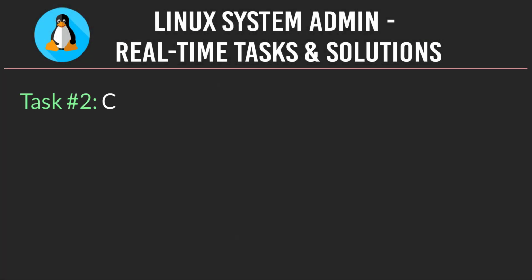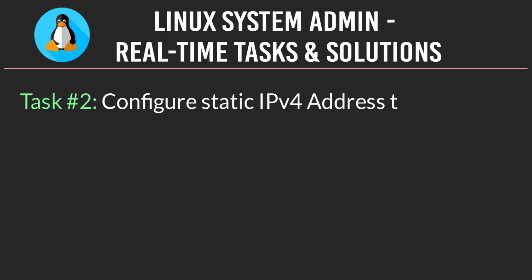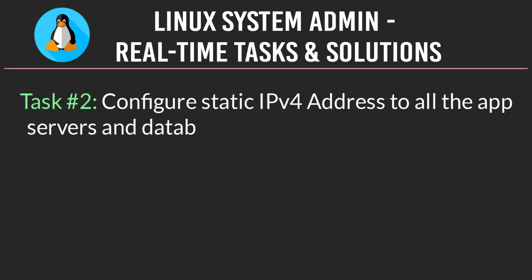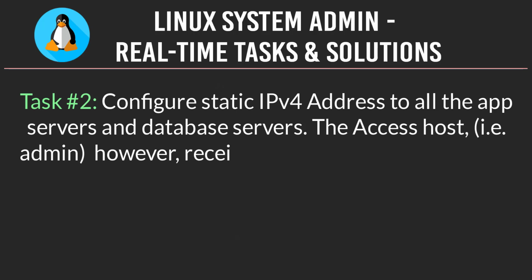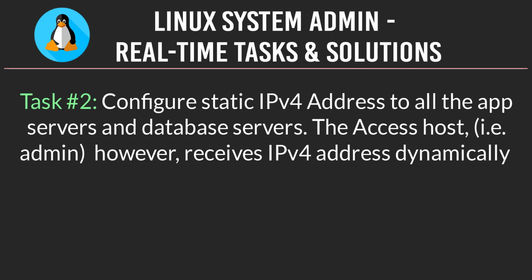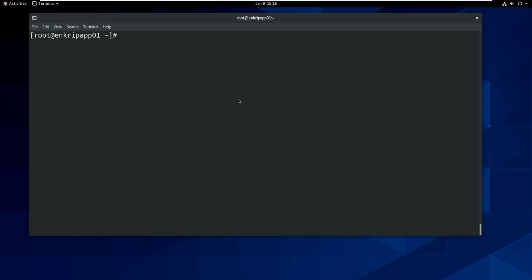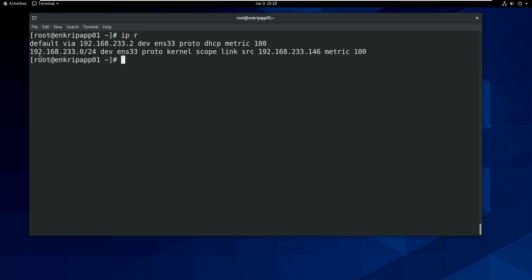Now, as the next task, let's configure static IP address to the servers encryptapp01, encryptapp02, and encryptdb01. Before that, we are required to know the subnet mask and the default gateway. We can get them with the ip space r command. Here we can see the net mask is /24 and the default gateway address is 192.168.233.2. With them, let's configure static IP addresses on all the app servers and the DB server.